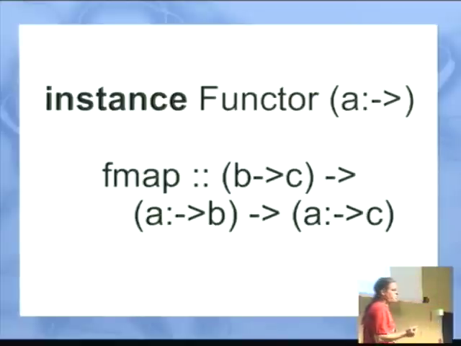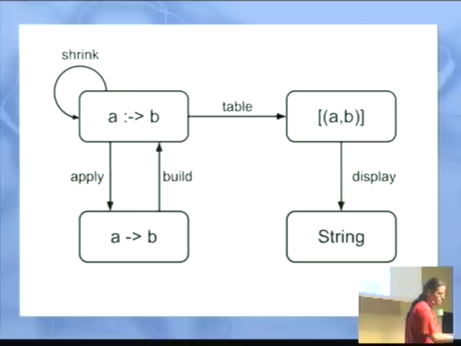I'm also going to assume that there's a functor instance, and it's trivial, so I won't bore you with the details. What it does is look at the result of the thing. If you have a function from A to B, it turns it into a partial function from A to C, if you know how to convert B's to C's. That's not difficult to do.